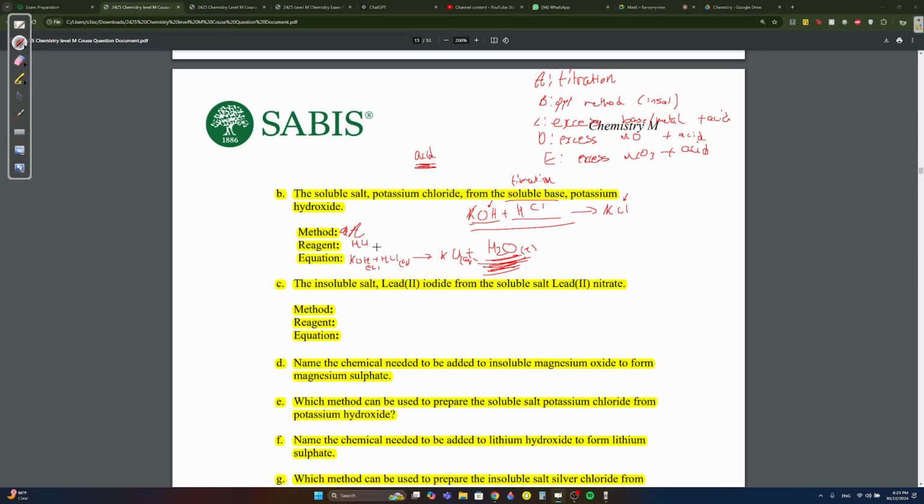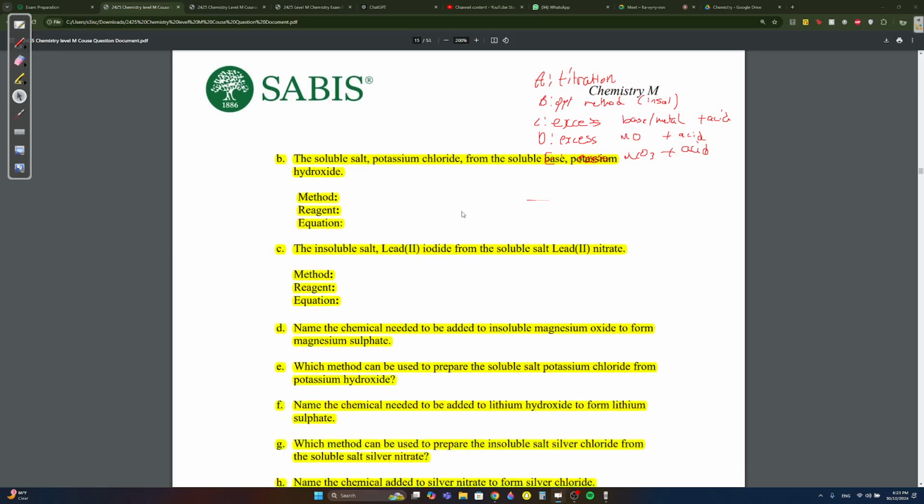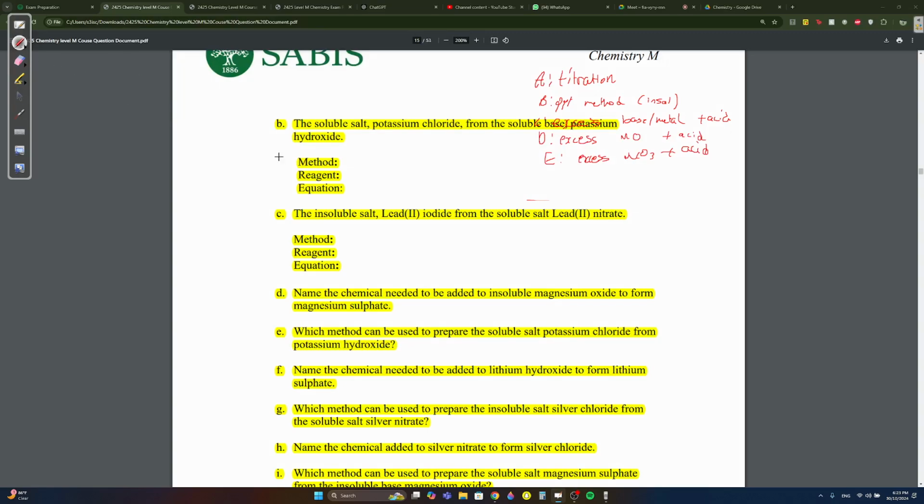Insoluble salt. What is the only method you can use for preparation of insoluble salts? The precipitation method is the only one, right? What's the precipitation method? B. So, B. The reagent: what do you add to lead nitrate to get lead iodide? Let's see. PbNO3, right? We want to get lead iodide as my product. So plus something to get lead iodide. PbI2.